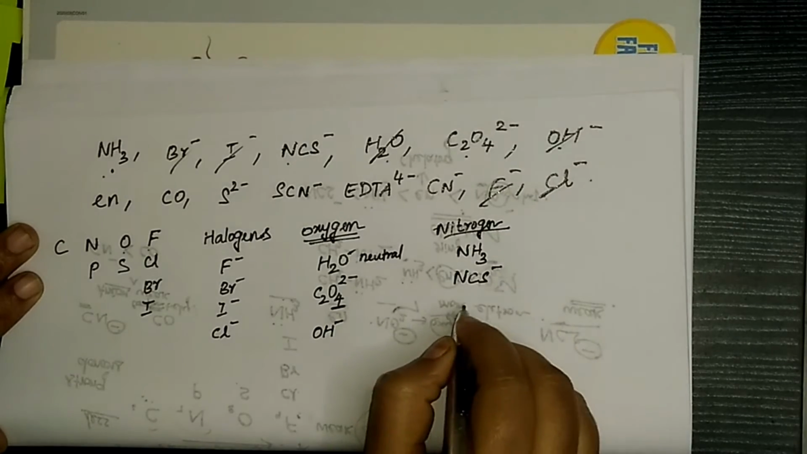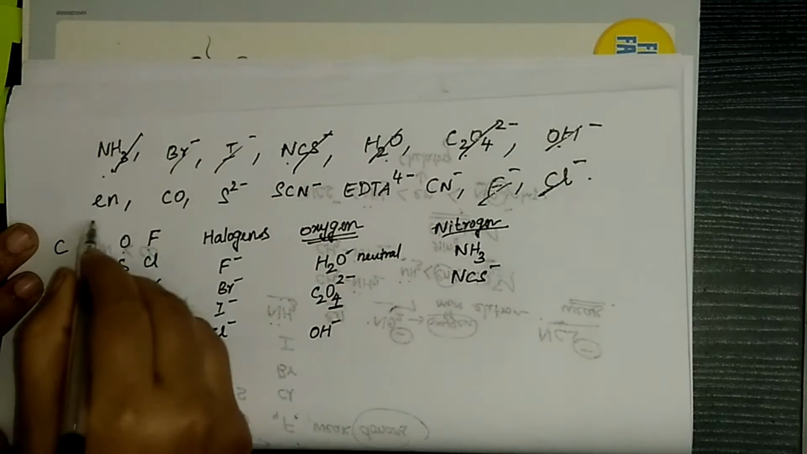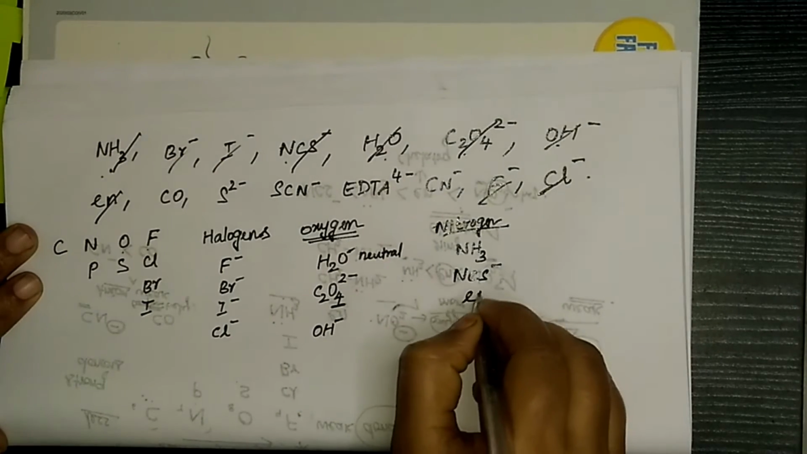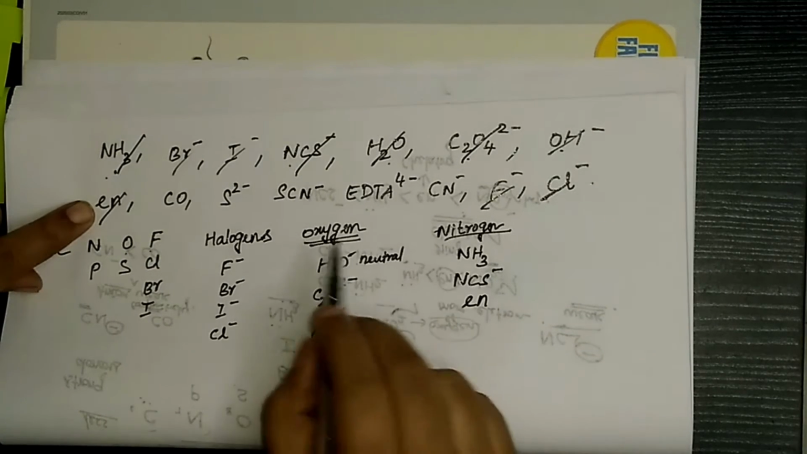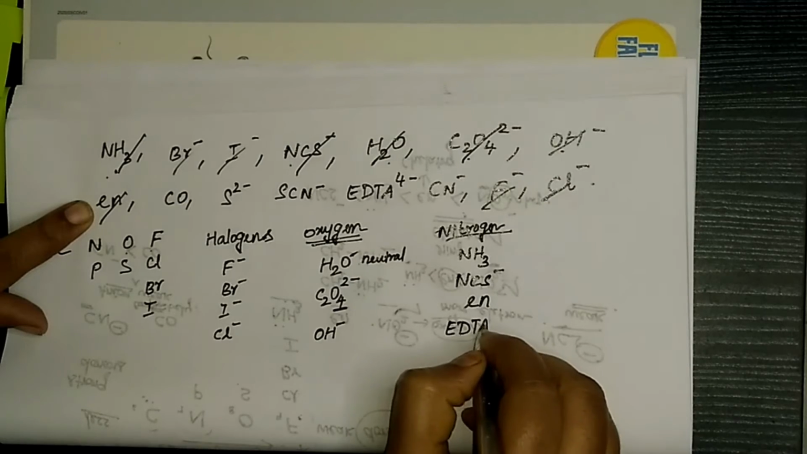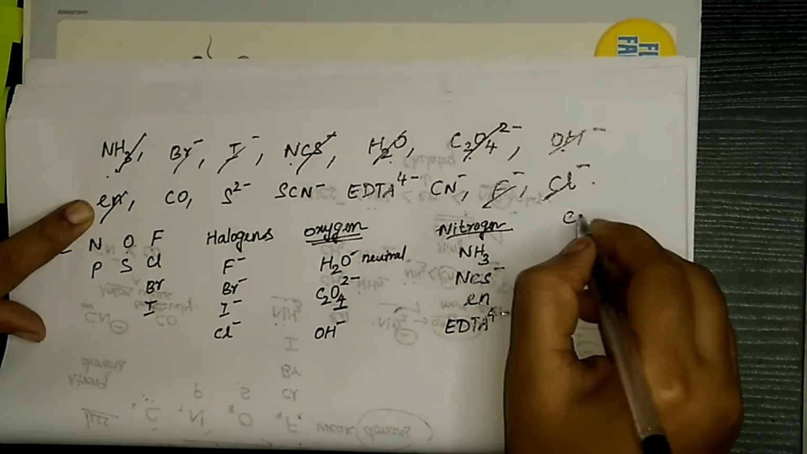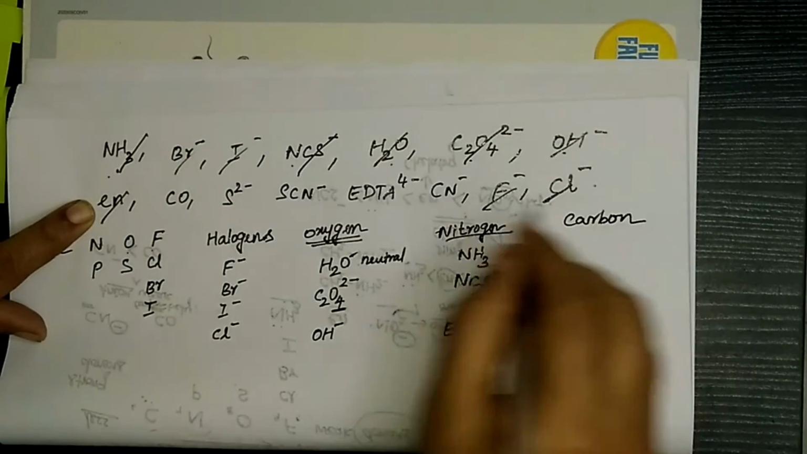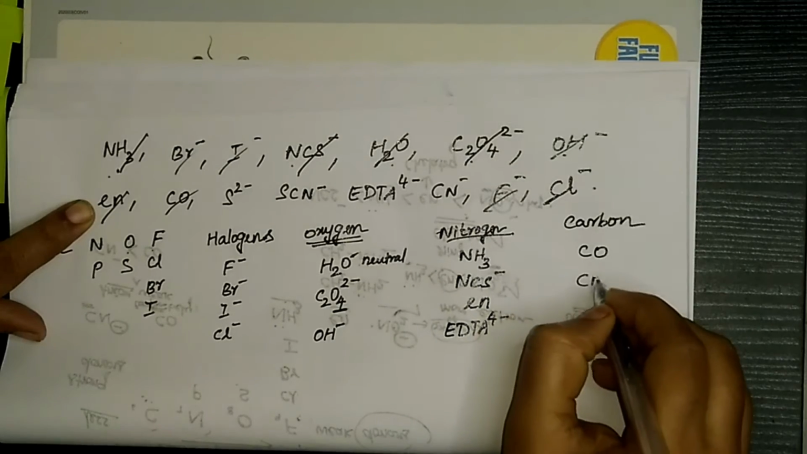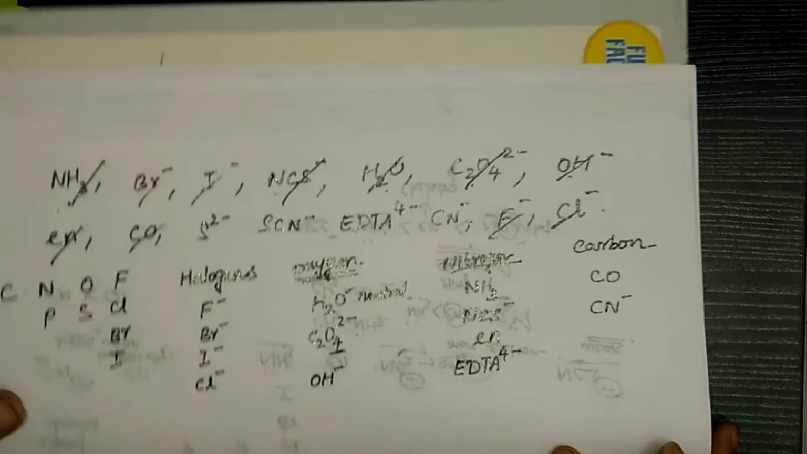NCS minus, nitrogen is a donor. And then in the EN, ethylene diamine, nitrogen is the donor. Then EDTA, here also nitrogen acts as a donor. That's all. Next is carbon. Carbon we have CO and CN minus. So we sorted out according to the donor atoms.